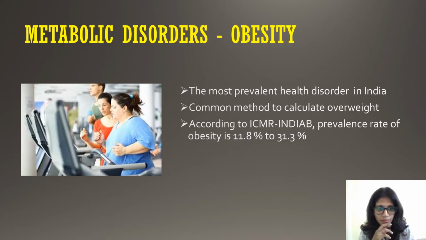And here I'm going to talk about only obese people. Okay, so how to design an exercise program for obese people. So before we discuss exercise designing, let me present some facts. According to ICMR, the prevalence rate of obesity is 11.8% to 31.3%, which means 30% of our population is obese. This number has been increasing in the past decade. If you go and read research articles, this number is increasing.